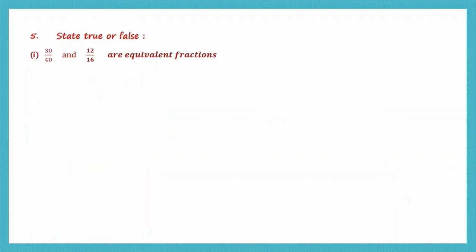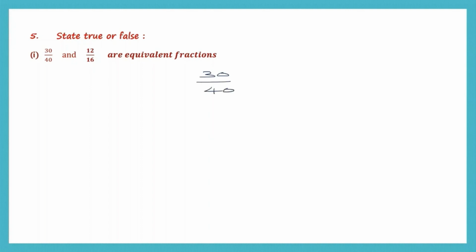So here, question 5 says, state true or false. So we've been given two fractions, 30 by 40 and 12 by 16, and we are told that they are equivalent fractions. Now let's see if they are equivalent. That means the value has to be the same. So I'm going to take first 30 by 40. I'm going to reduce it to the lowest term.